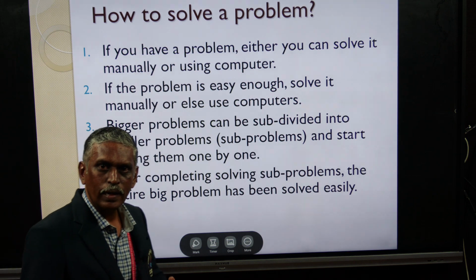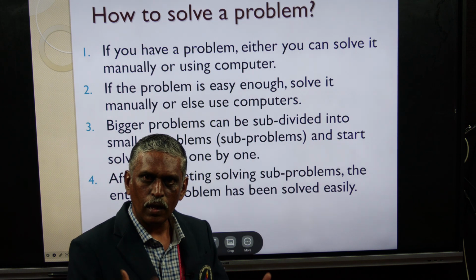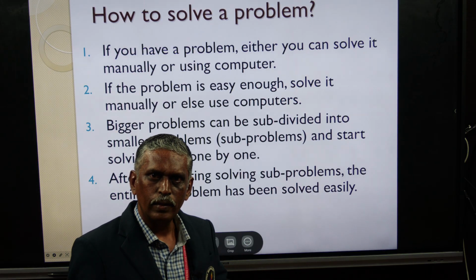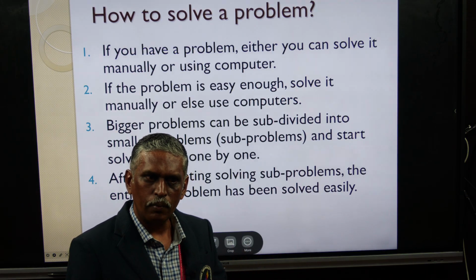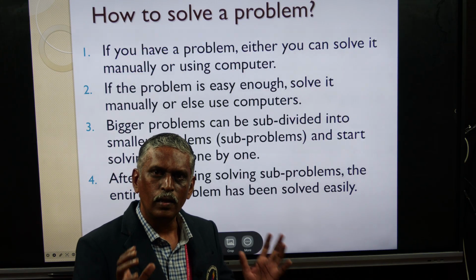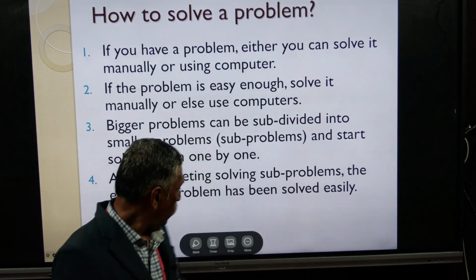Divide and conquer method, right? Divide and conquer is one of the methods of solving a problem. We divide the entire bigger problem into smaller ones, and by solving the smaller problems, we finally solve the entire problem as a whole.